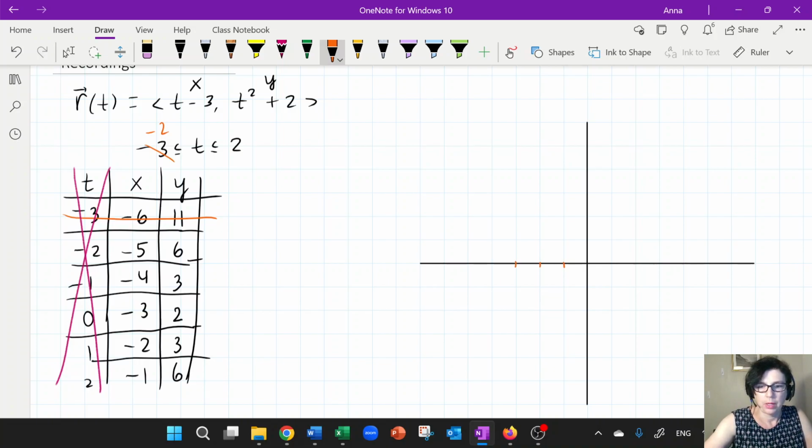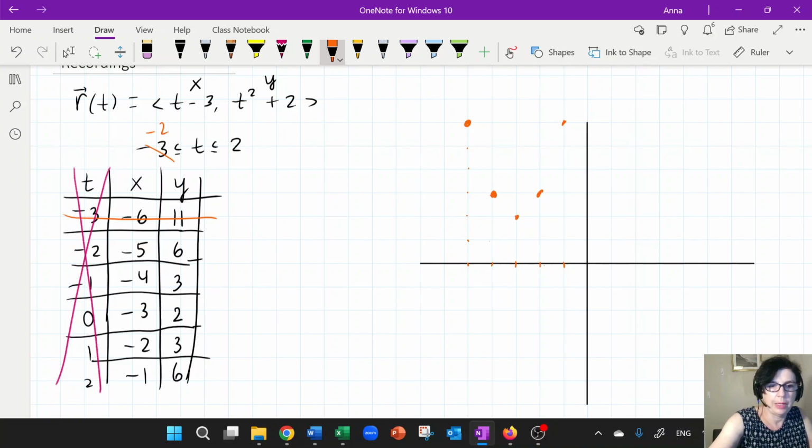So I got -5, +6. 1, 2, 3, 4, 5, 6. So this is my first point. -4. 1, 2, 3, 4. And then that would be 3. That's my second point. -3 would be +2. -2 would be 3. And then -1 would be 6. So this is a parabola.